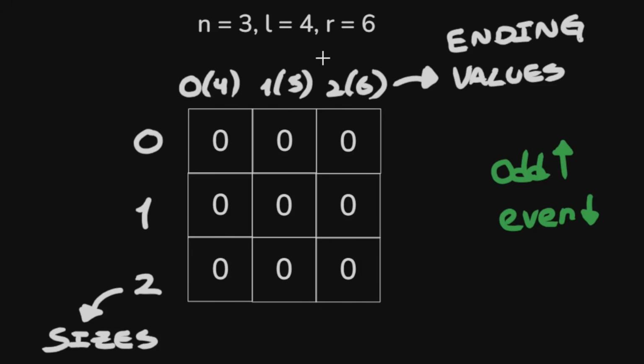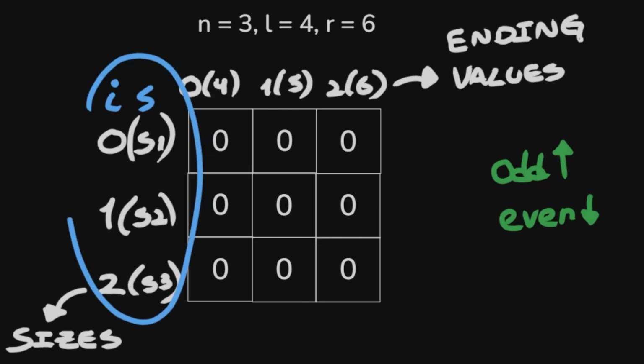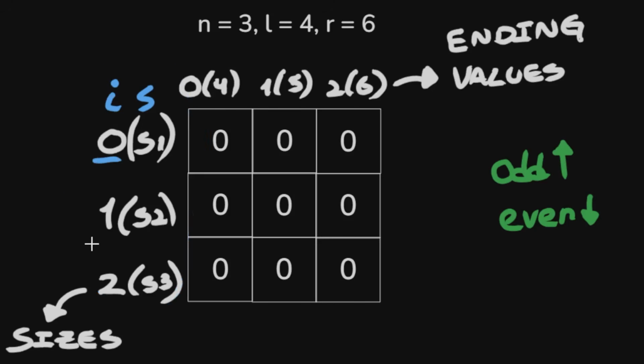And just to be clear, we don't care about the actual values of the range that we are given. We only care about the relationship between the values. That's why we can normalize this. And regarding rows, here we have the indices in this DP grid, and each index corresponds to a size of the index plus 1. For example, index 0 corresponds to an array with size 1. Index 1 corresponds to an array with 2 elements, and index 2 corresponds to an array with 3 elements.